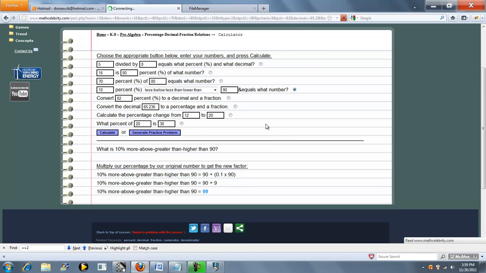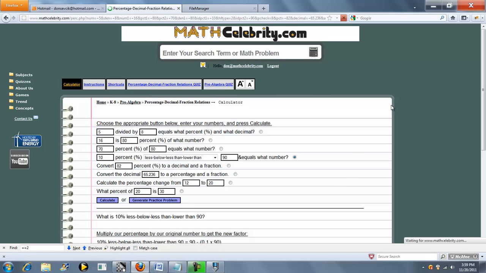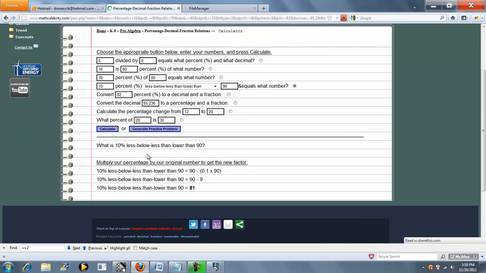Let's press calculate. This time, 10% less than, below than, lower than 90 is what? We did the same thing as in the first problem, but we subtracted. Now we get 81.